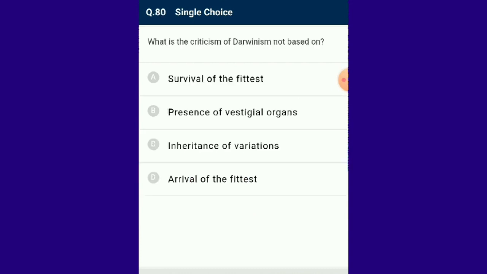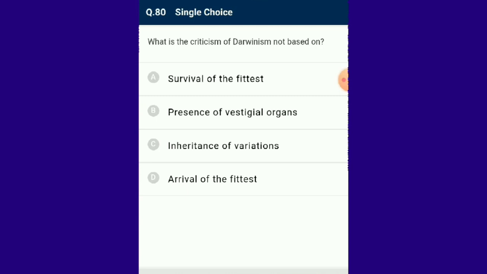Question number 80. What is the criticism of Darwinism not based on? The development of vestigial organs was not explained by Darwinism. This theory does not explain the origin, reason, and inheritance of variation. Criticism of Darwinism was also based on sexual selection.